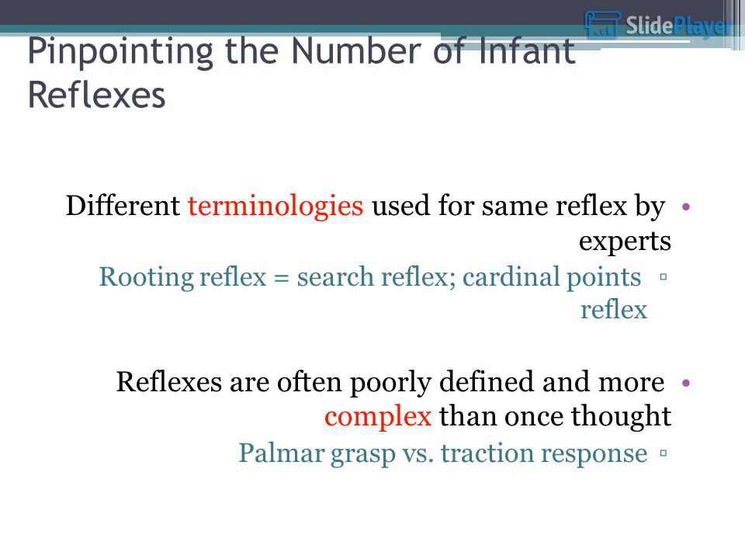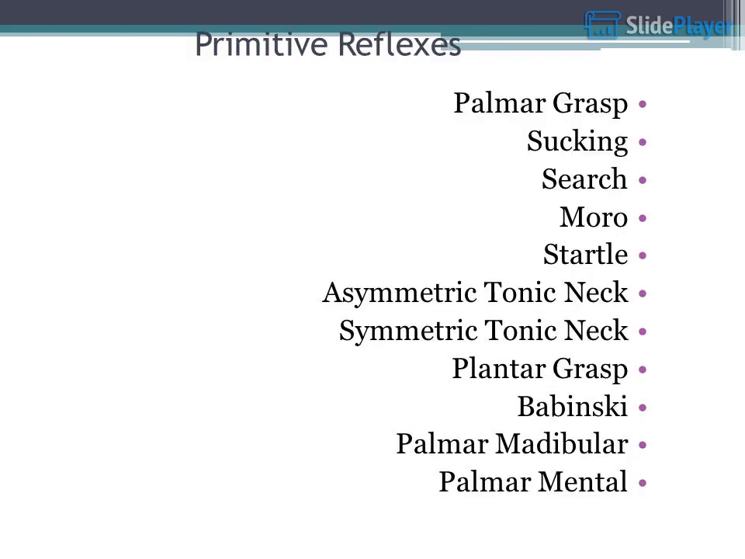Pinpointing the number of infant reflexes. Experts use different terminologies for the same reflex. Rooting reflex equals search reflex, cardinal points reflex. Reflexes are often poorly defined and more complex than once thought. Palmar grasp versus traction response. Primitive reflexes: palmar grasp, sucking, search, Moro, startle.